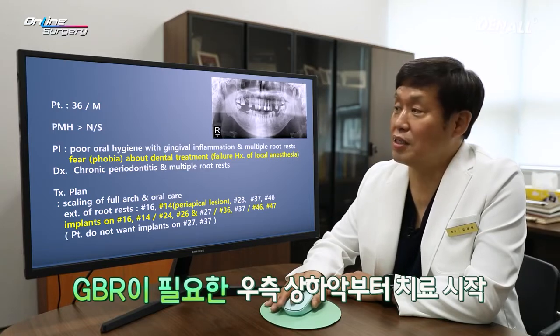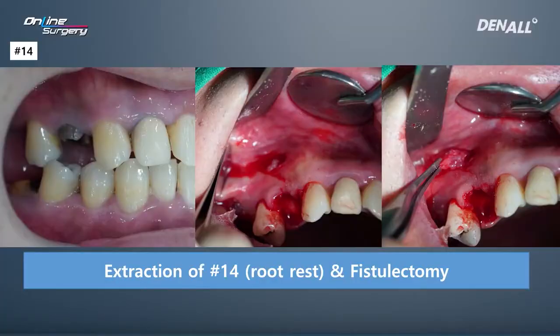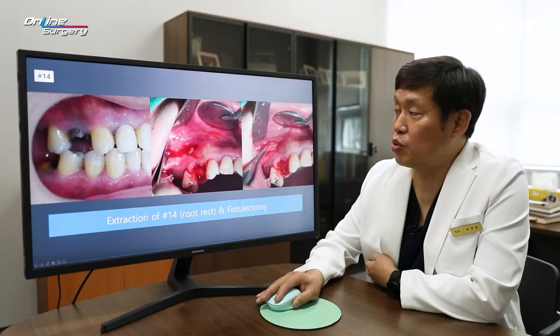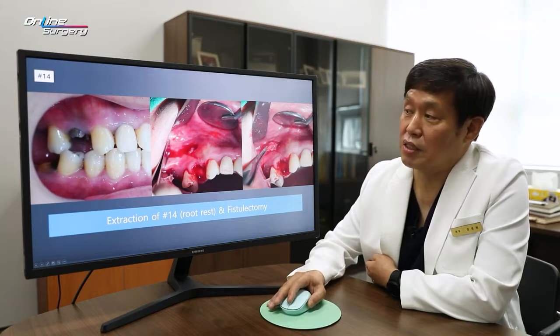In the case of number 14, the root rest was extracted. After extraction, on the buccal side, there is a little bit of fistula. This was observed after extraction, and when I removed it, you can see that the fistula is connected to the alveolar bone. Granulation tissue was removed. On the apex side of number 14, the alveolar destruction was quite severe.